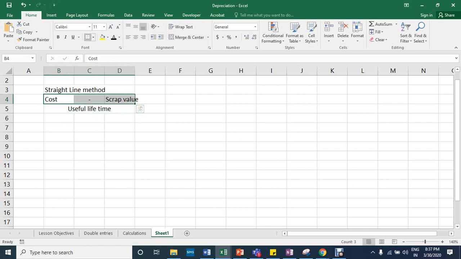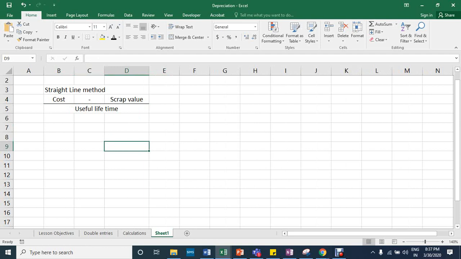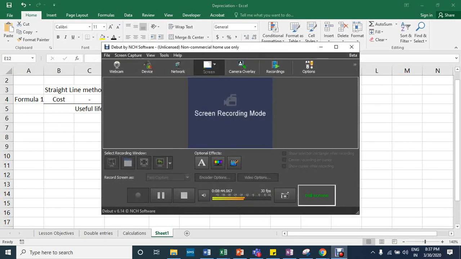Now, this is one formula which you can use here. And this is formula 1. Now, let's look at another example.